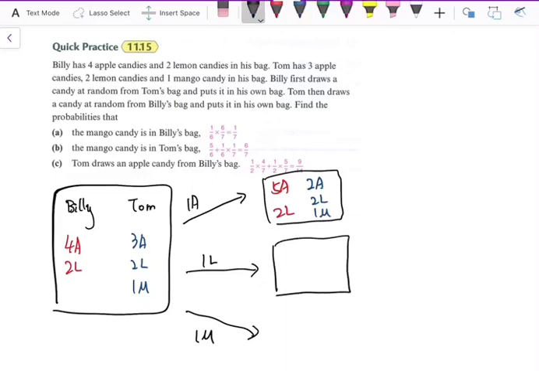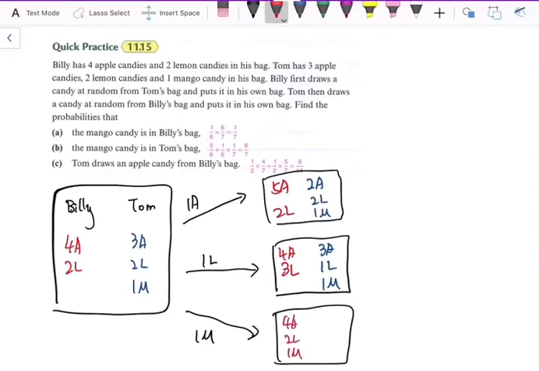Can you see that? Using the same skill, we keep repeating and write it down. So Billy takes 1 lemon, so it becomes 4 apple, 3 lemon. Then Tom will be 3 apple, lose 1 lemon, 1 lemon left, 1 mango. Using the same skill, we mark down all the possible outcomes. Let's do it together. Billy will have 4A, 2L, 1M, because you take the lemon from Tom. So Tom loses the lemon only, and only has 3 apple and 2 lemon left. So this is the first part.